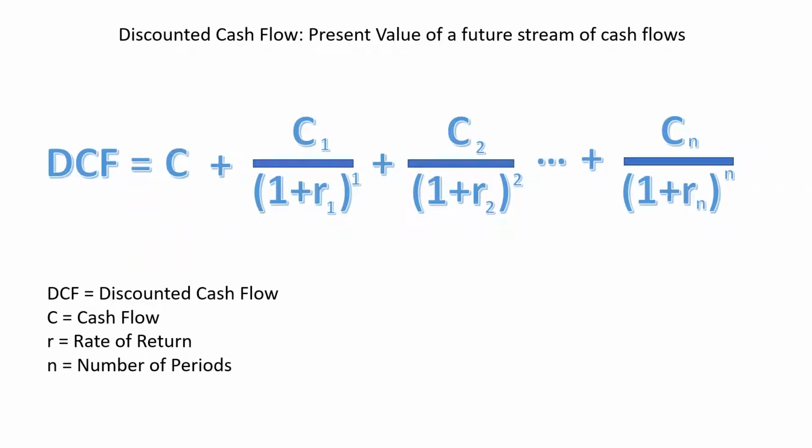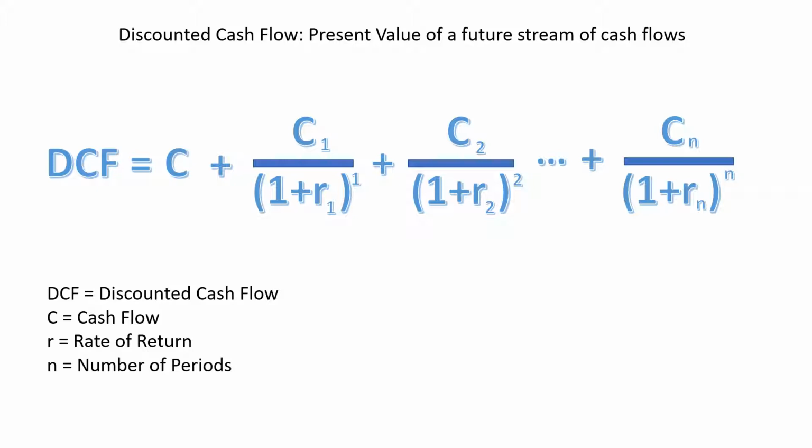What is a discounted cash flow? Well, discounted cash flows are tied closely to the concept of the time value of money. And the time value of money says that money now is worth more than money in the future. So a discounted cash flow is the present value of a future stream of cash flows. So it tells you how much future amounts of cash are going to be worth right now.